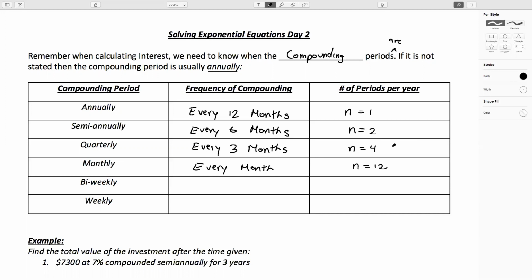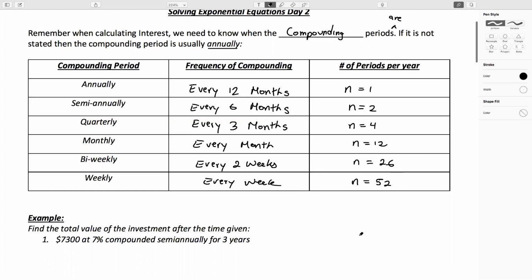Bi-weekly means it's going to happen every 2 weeks, which means it's going to happen 26 times a year. And lastly, weekly means it happens every week, which means it can happen 52 times in a year. So this terminology is going to dictate what the variable n is, and we're going to have to make sure we use the right compounding periods when we set up our problems.